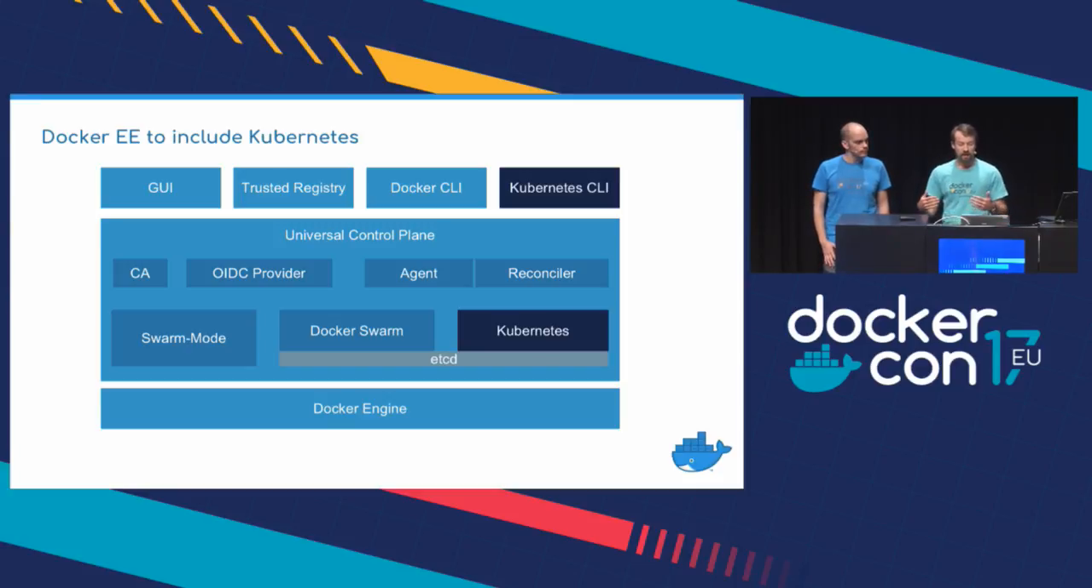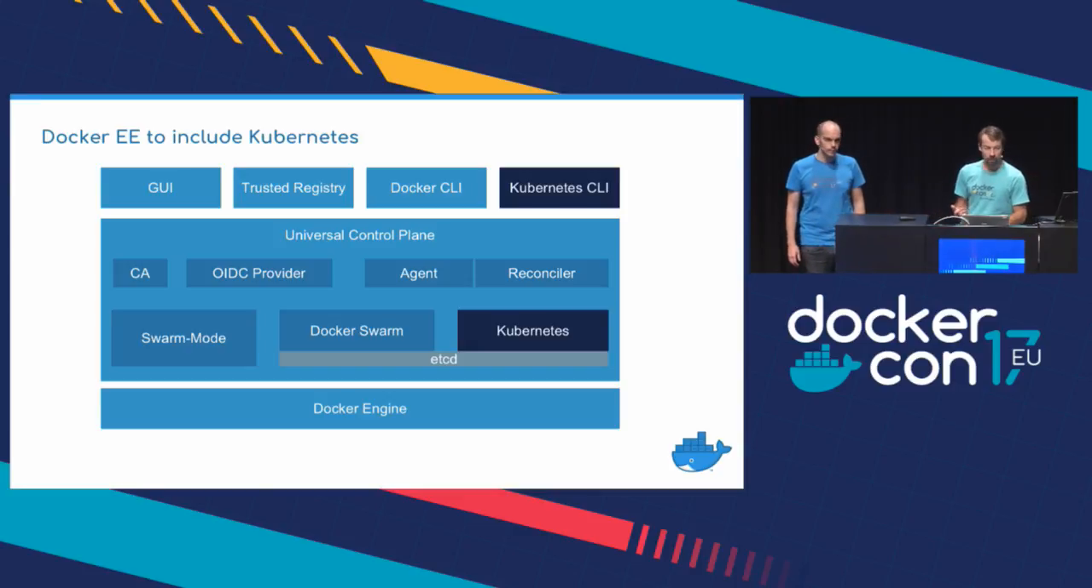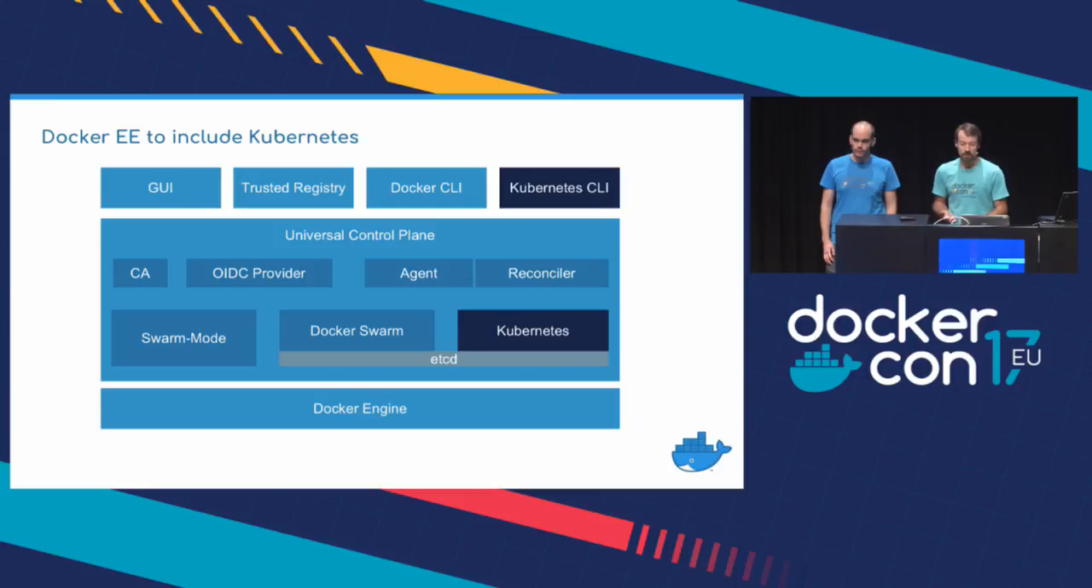Sitting on top of that is the EE stack, and all of these components are generally running as containers, with the exception of Swarm mode. Swarm mode is built into the engine, and you turn it on or you turn it off. Swarm mode is enabled when the Universal Control Plane and the full EE stack is up and running. As Alex mentioned, we also have the Docker Swarm orchestrator, and now we have the Kubernetes orchestrator as well. Both Docker Swarm and Kubernetes are using the same underlying etcd instance, which is highly available based on the setup that you have in your cluster.